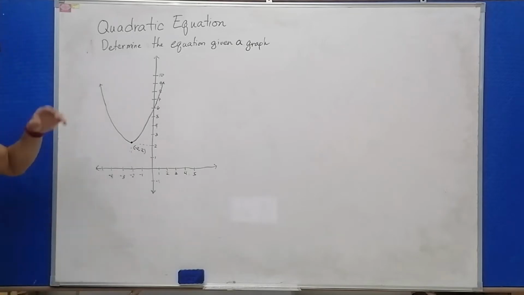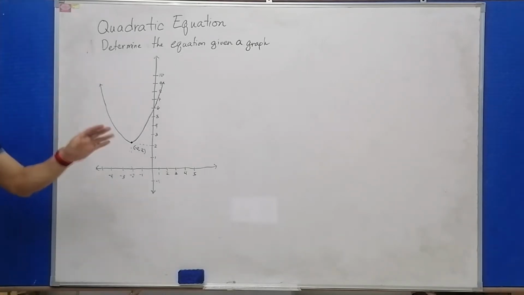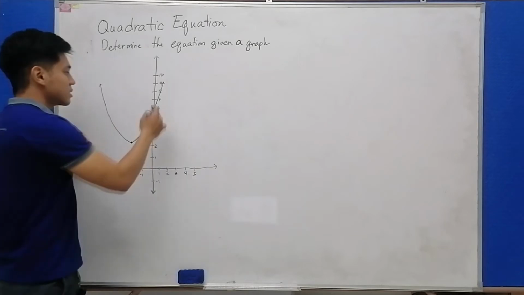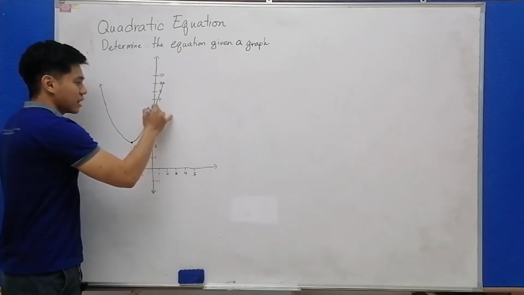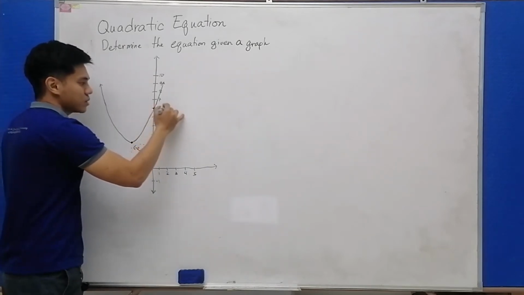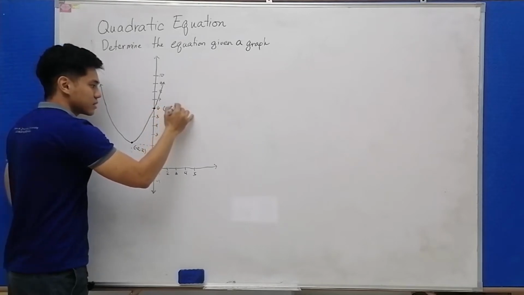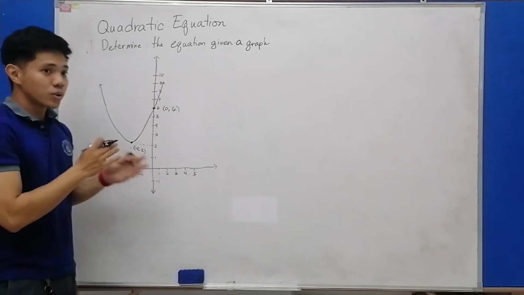What other points can we identify looking at the graph? The other point we can identify is the y-intercept. So the y-intercept is going to be (0, 6). So we can use that to determine the equation of the graph.